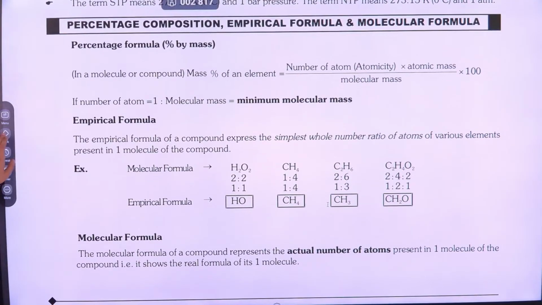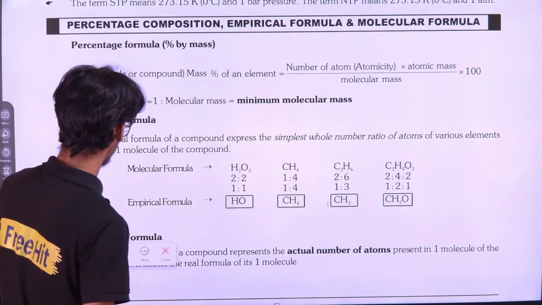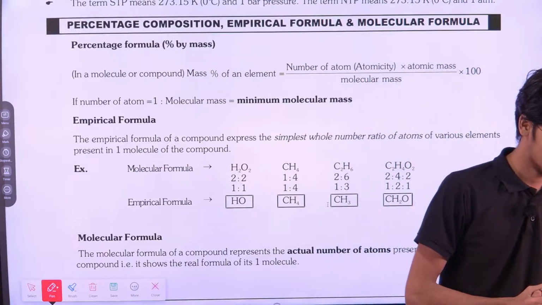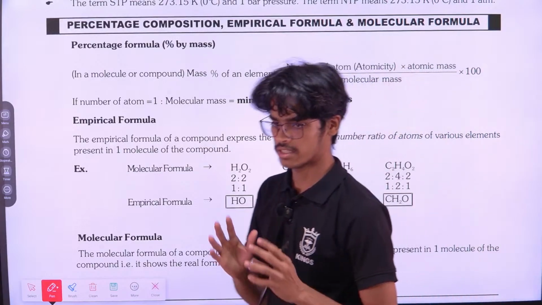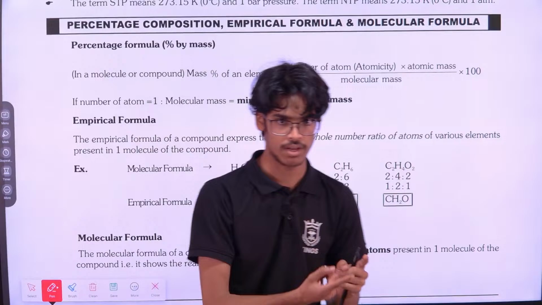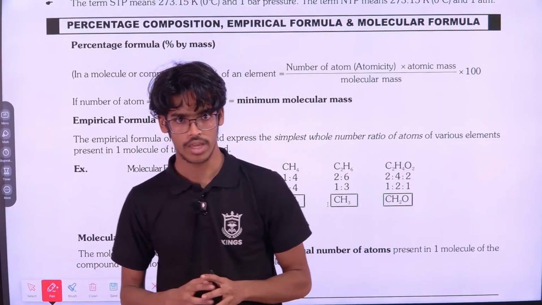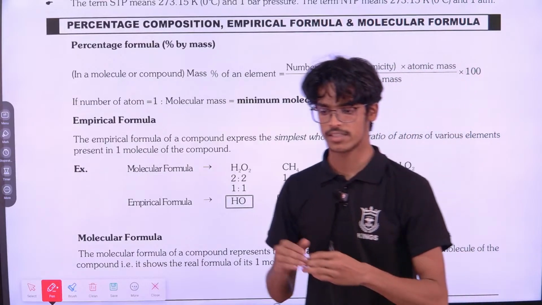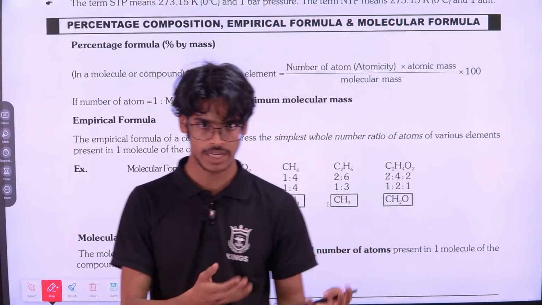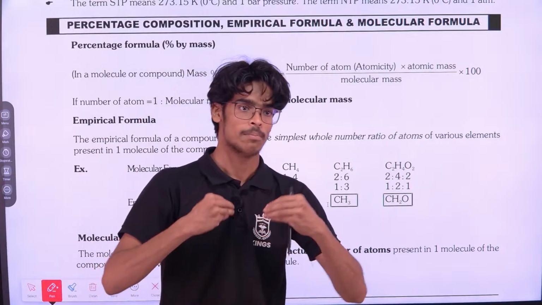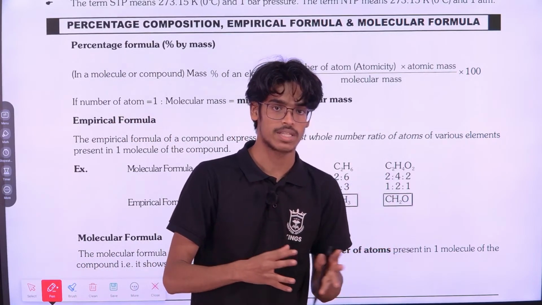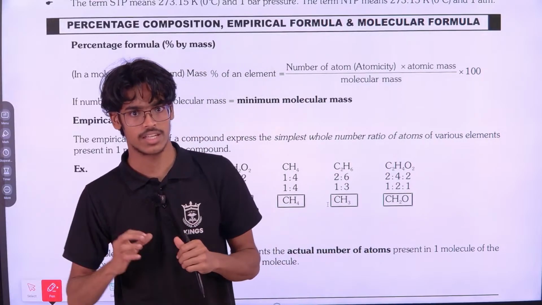Now we have percentage composition questions. See, if you talk about carbon, carbon doesn't exist in one single form. It exists as carbon 12, carbon 13, carbon 14. Same way, hydrogen doesn't exist in one form. It exists as hydrogen, deuterium and tritium. And the percentage composition in which they are found in nature is different.